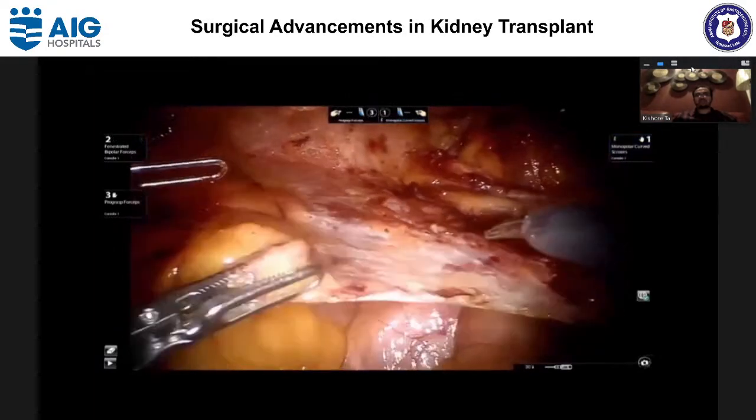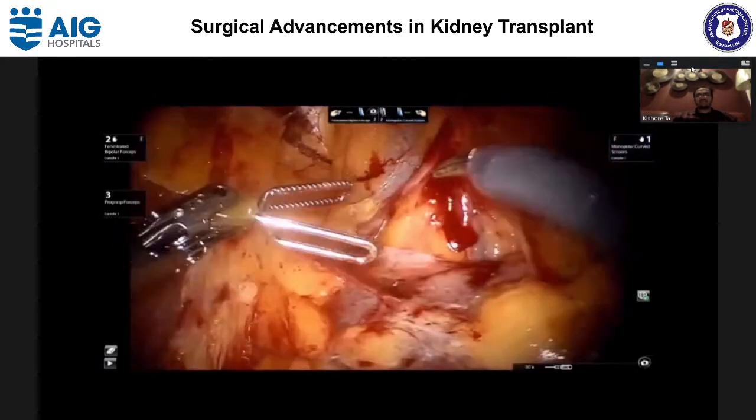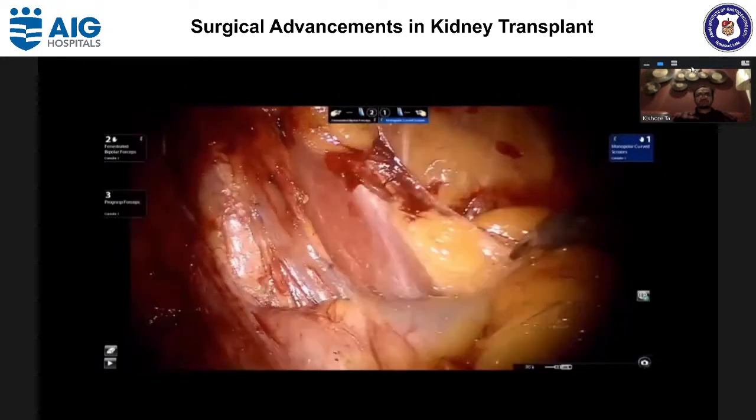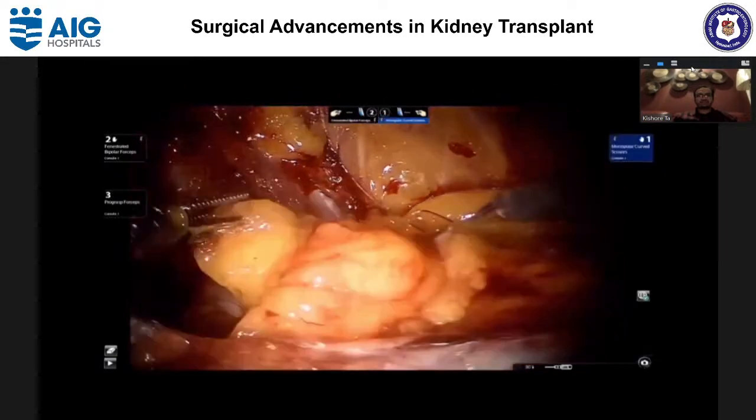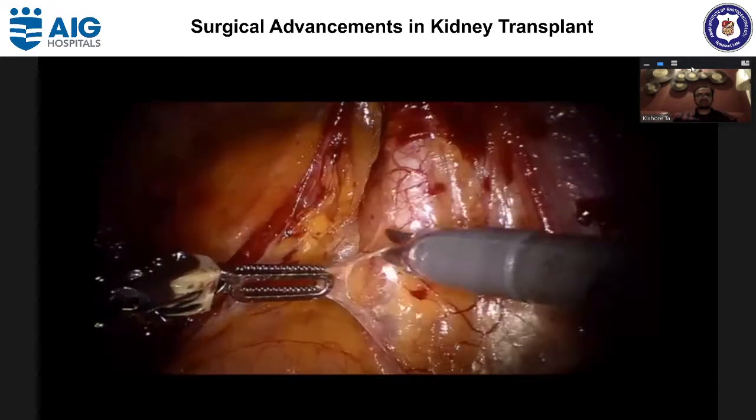And this is the peritoneal flap. So it's a long flap. The bowel is seen on the other side. So it's kind of extraperitonealized. And this is the bowel which is being swept posteriorly. So the bowels does not come into the field.